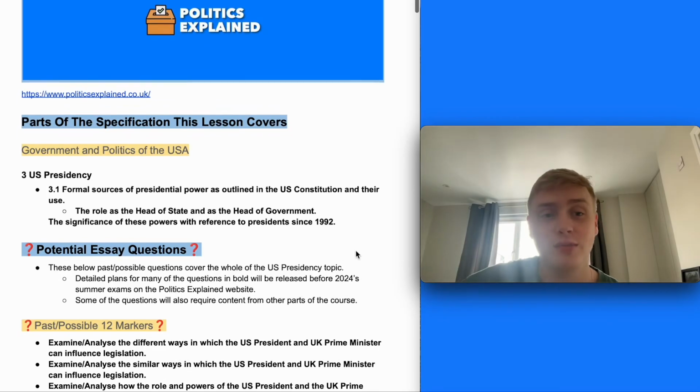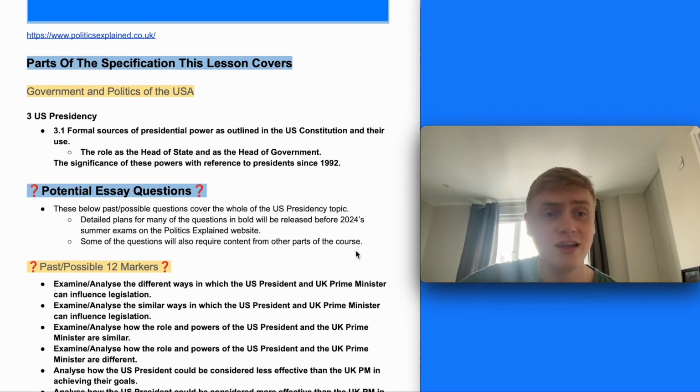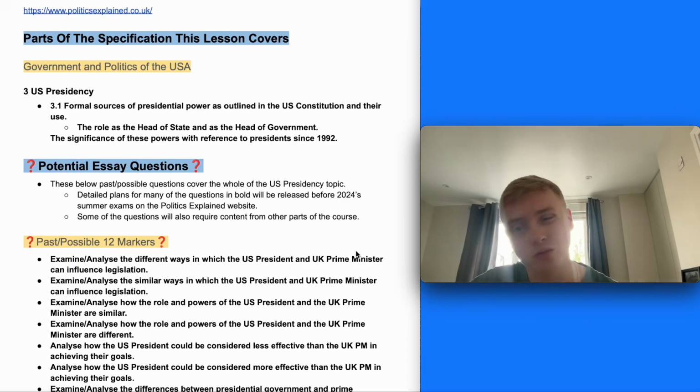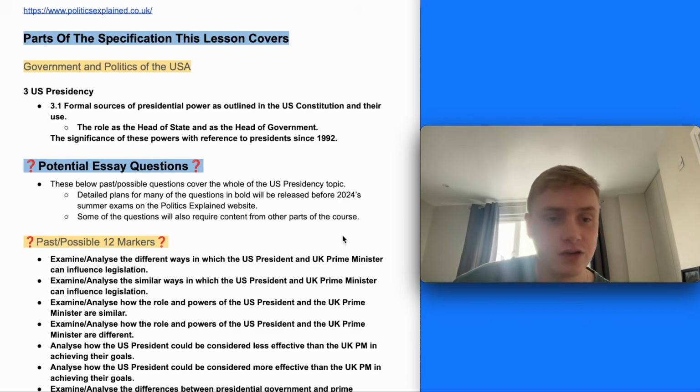So, starting off with the parts of the specification this lesson covers. This looks at the formal sources of presidential power as outlined in the US Constitution and their use. This, of course, is for the Edexcel exam board, but should be useful for the AQA exam board as well. We're going to look at the role of the head of state and government, and we're also going to reference some presidents since 1992, but that will be done in more detail in future videos.